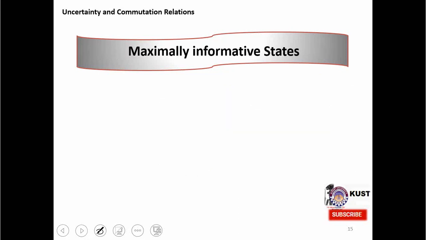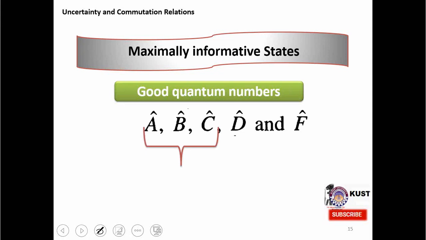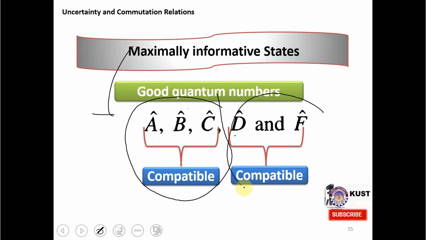Another concept is maximally informative states. What does this mean? These are called good quantum numbers. Consider we have five operators A, B, C, D, and F, and assume that the first three, A, B, and C, are compatible with each other, and the last two, D and F, are compatible with each other. Since they are compatible, we know that they will give us complete information about the state. So it is maximally informative, and this will also give us the complete state information about the system. So this is also a maximally informative set.